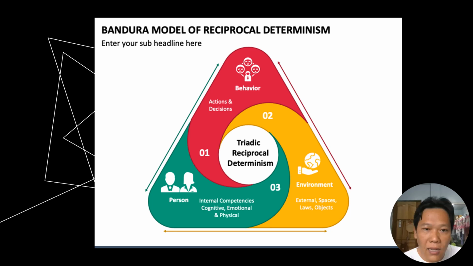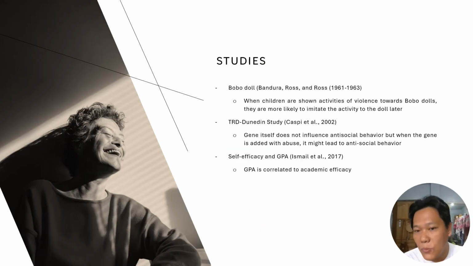As discussed in the previous slide, this is what we call reciprocal determinism, in which behavior, including our actions and directions, is part of the triadic reciprocal determination. Environment covers external spaces, laws, and other similar things. And then we have the person: the internal competencies, cognitive, emotional, and physical aspects of the person in order to learn. So, what are the studies that support SCT?